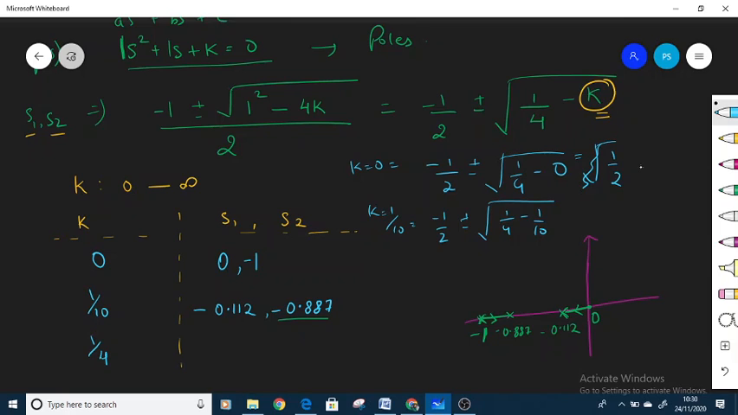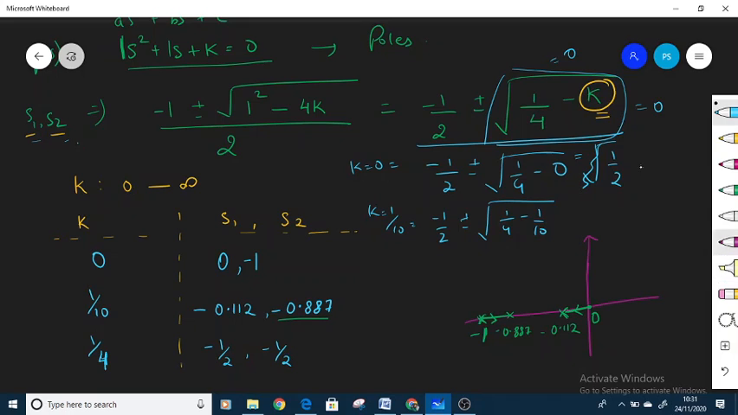So now if I increase the value of k to 1 by 4, then you can see in this expression, if k becomes equal to 1 by 4, this entire term will reduce to 0. So now both the poles will be lying at the position minus 1 by 2. We have got two poles in the system, and these two poles will be lying at the same point, that is minus 1 by 2.